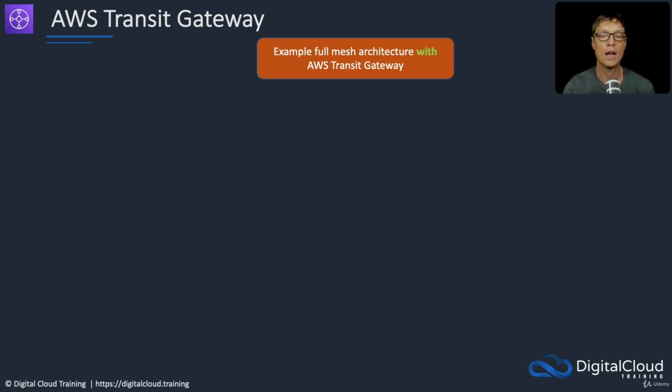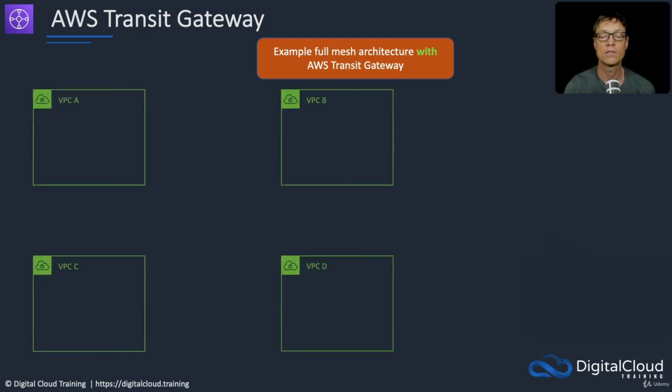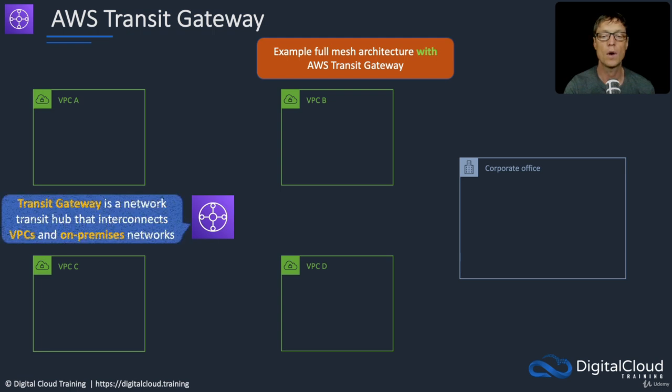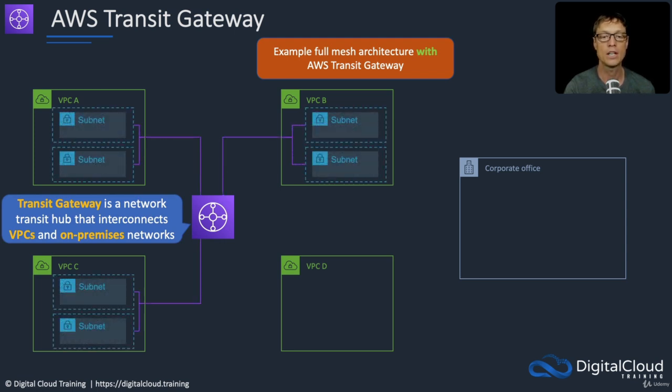Let's now look at the same architecture but with Transit Gateway. In this case, the same 4 VPCs and a corporate office. We stick Transit Gateway in the middle, and it becomes the network transit hub that interconnects the VPCs and on-premises networks. So now we have connections into each of these VPCs.